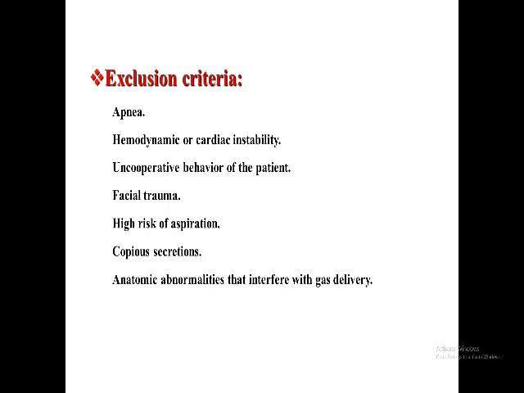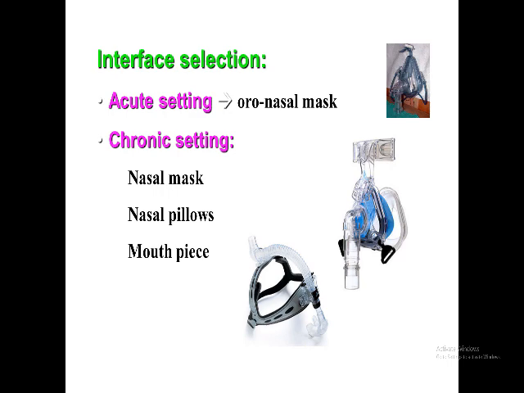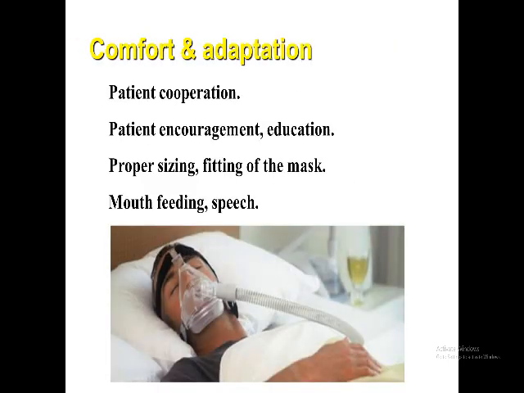Exclusion criteria: any patient with apnea, hemodynamic or cardiac instability, uncooperative behavior, facial trauma, high risk of aspiration, copious secretions, or any anatomical abnormalities. And I should make a proper selection of the interface. In the acute setting, I use an oronasal mask. In the chronic setting, either a nasal mask, nasal pillows, or a mouthpiece, because it will be lifelong for the patient. The patient must cooperate with the CPAP and the mask, with patient encouragement and education, proper sizing and fitting of the mask, and proper feeding and speech for the patient.